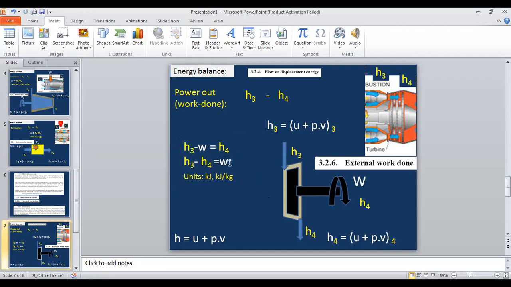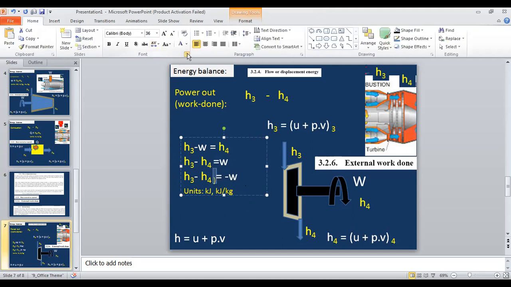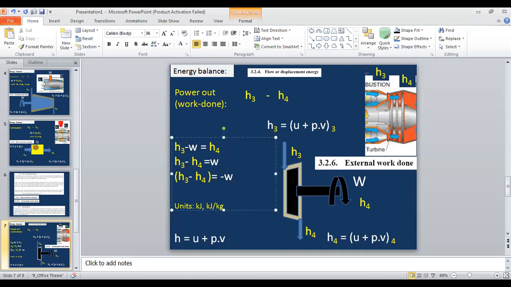So even you can write negative W as, you take negative W, meaning you consider a negative W, then that is H3 minus H4. Okay. Later you will see why I put negative W. You can think about this afterward. Same.